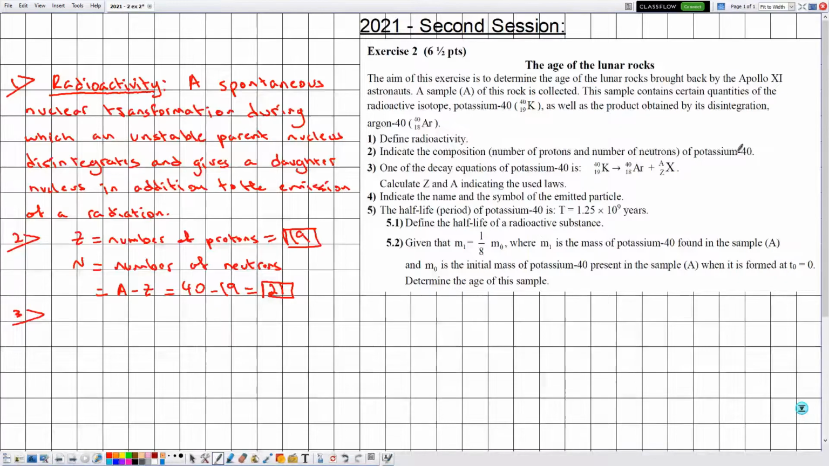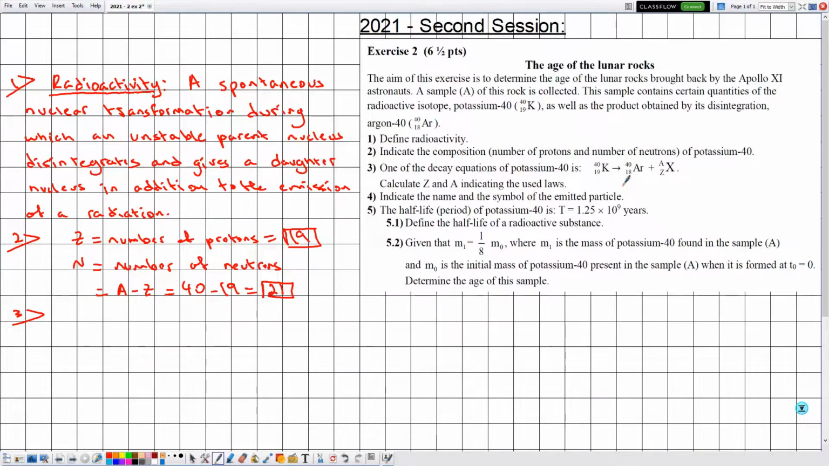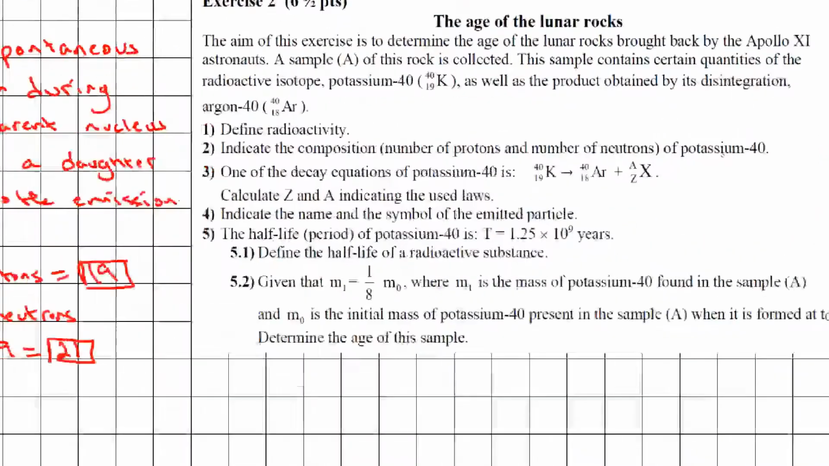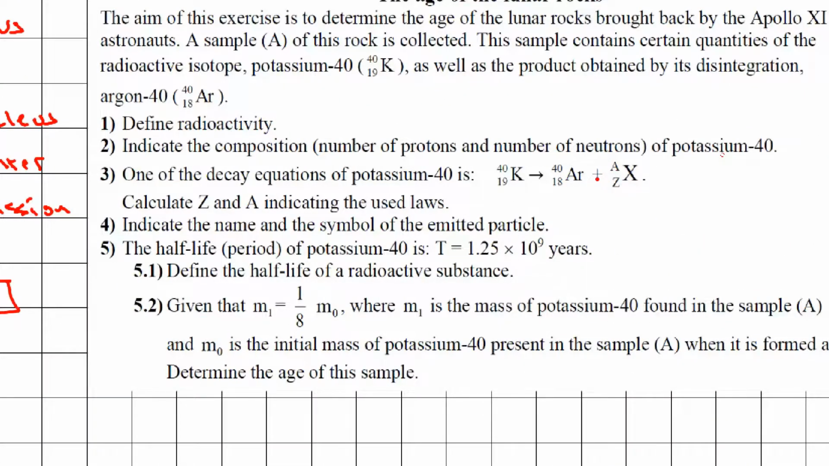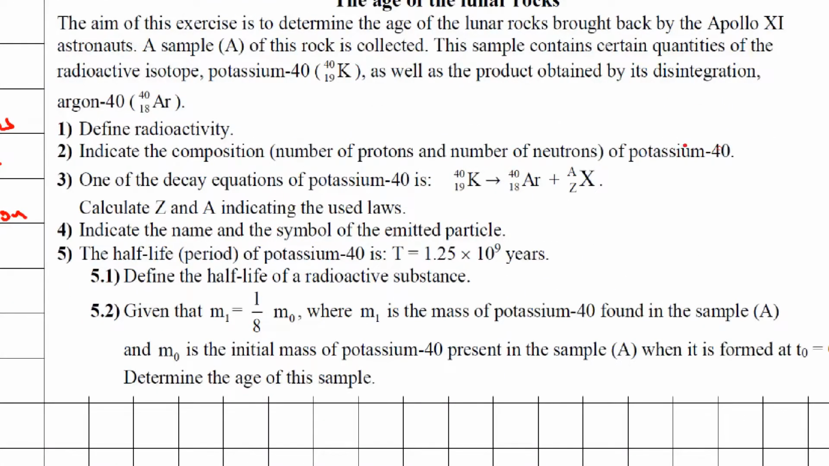Now in number 3 they are telling us one of the decay equations of potassium-40 is given by that. They are asking us to calculate the values of Z and A. Here, Z and A are represented in this decay. For sure A and Z are calculated using certain laws. Let's start with the law of conservation of the mass number. Remember that in any decay, the upper number must always be conserved, so the one before must be equal to the one after.